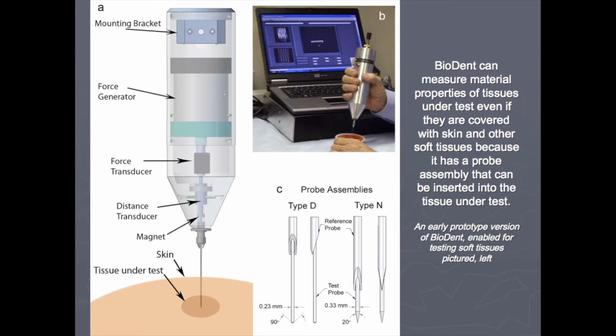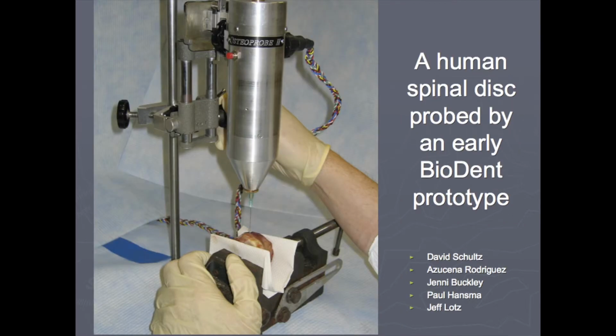And so you can see how much the tissue resists the motion of this inner test probe relative to the reference probe. The reference probe shields the instrument from interference in the soft tissue that covers the tissue under test. So you see in the picture there an example of using this instrument to look for the fruit in jello, which it could do.